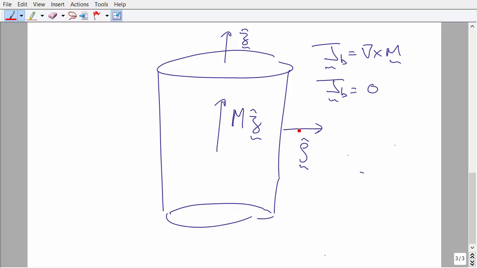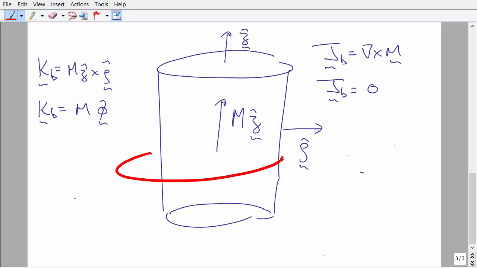However, z hat cross rho hat is not 0, so let's calculate that quantity. Right, well, if we were to calculate that cross product using the right hand rule, we would get M phi hat. Okay, so in other words, we have surface currents which are flowing around here in the phi hat direction, and of course they're flowing everywhere like this.